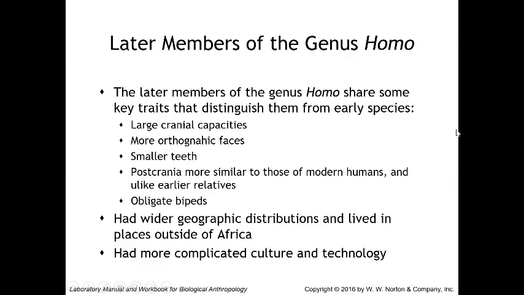So the later members of the genus Homo, we see that there are some key traits that distinguish them from our earlier species. We find that they have large cranial capacities, more orthognathic faces, smaller teeth. They have postcrania that are more similar to those of modern humans and unlike our earlier relatives, and then they are obligate bipeds. We also see that they had a wider geographic distribution and they lived in places outside of Africa. They also had a more complicated culture and technology.